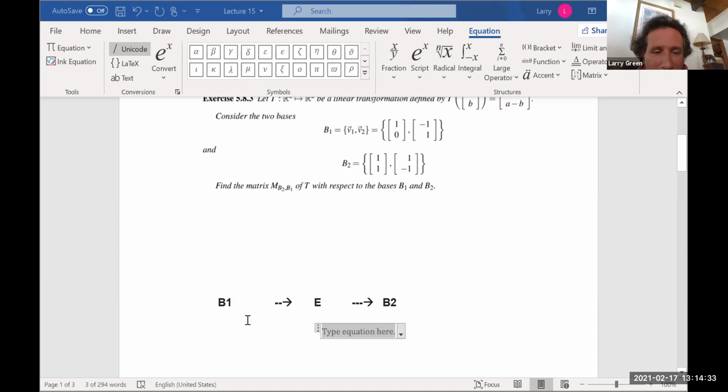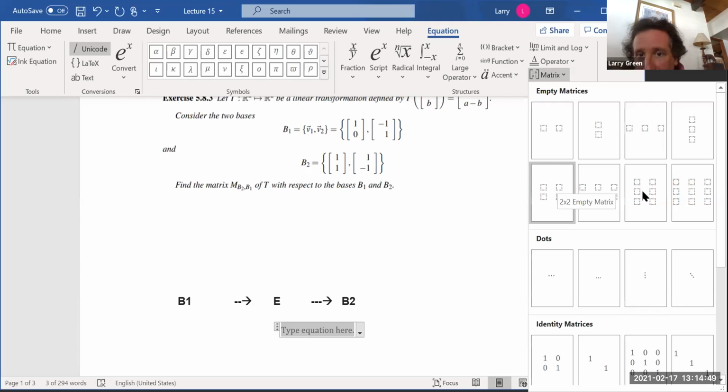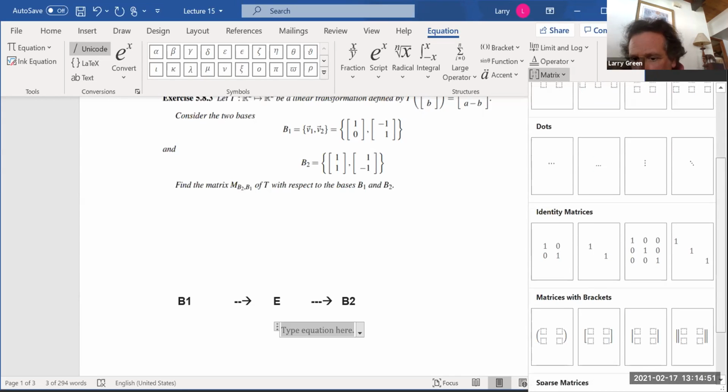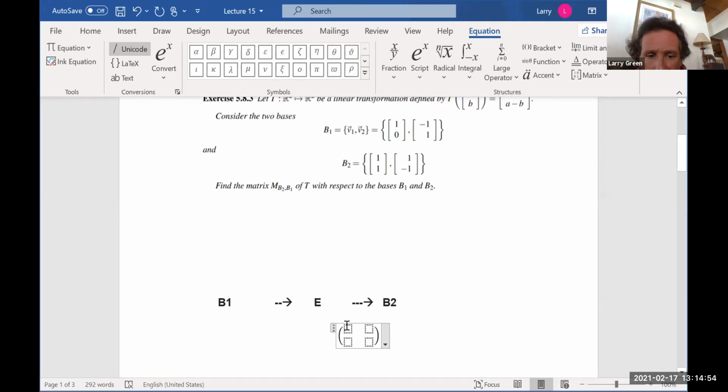Sorry about that. So my matrix going from B1 to E is going to be 1, 0, negative 1, and 1. Any questions on that?